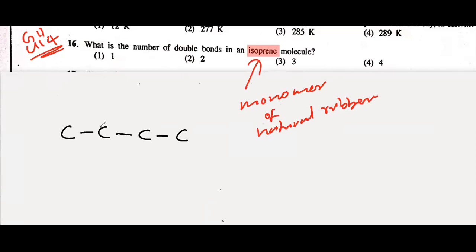At the beginning, isoprene is called 2-methyl-1,3-butadiene.